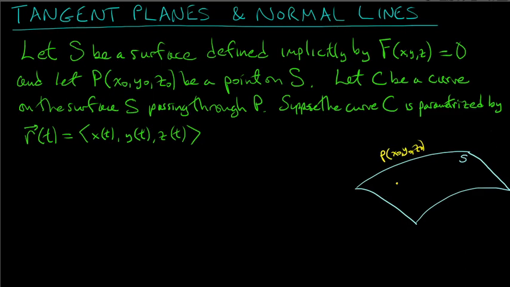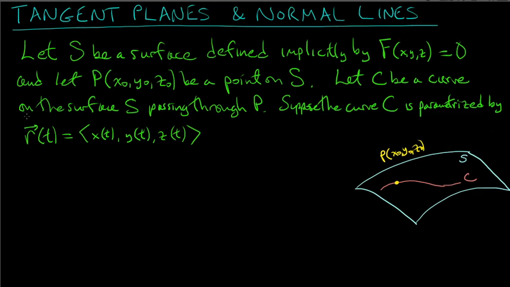And then we have a curve. I'll do that in red here. We have a curve on the surface, so this will be our C. It's a curve that exists on the surface, and it also passes through the point P, right there. Okay? So that's the situation.